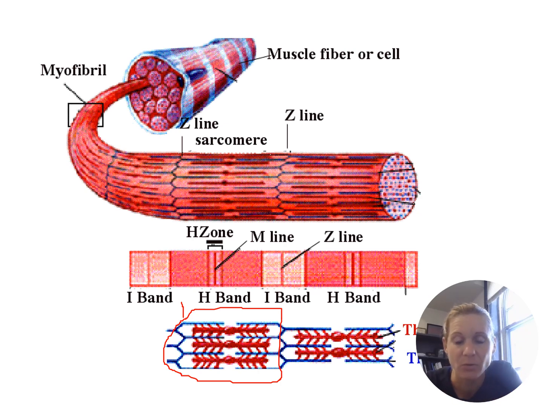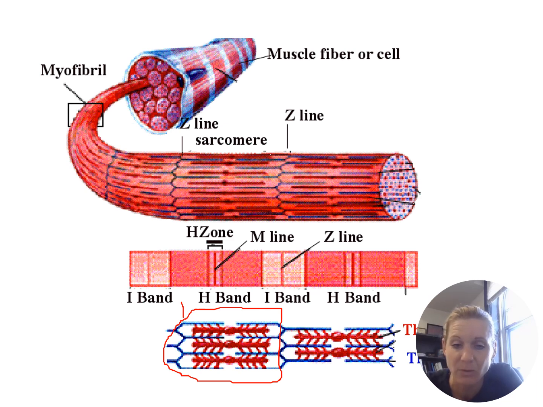And other things to note, as I said, there are two different types of myofilaments or two different types of proteins that we're interested in. These blue proteins here are known as the thin filament or the actin molecules. And this dark red here in the middle is going to be our thick filament or our myosin filament.